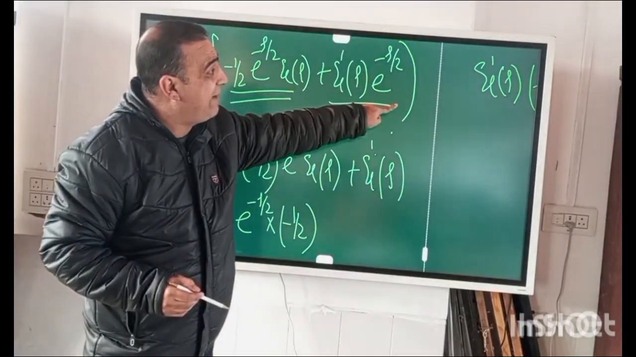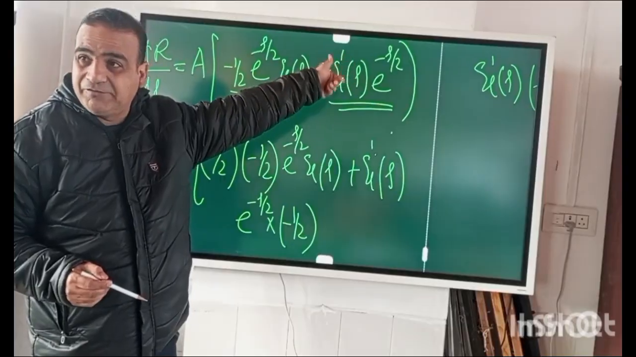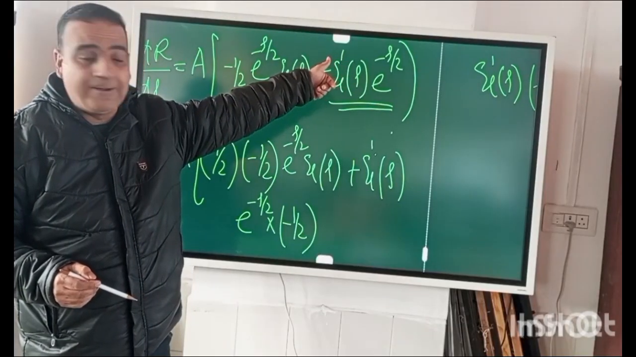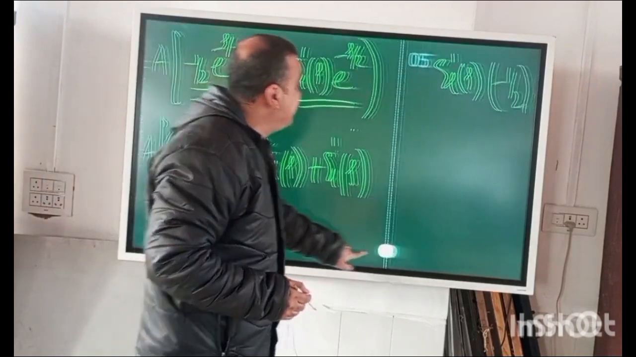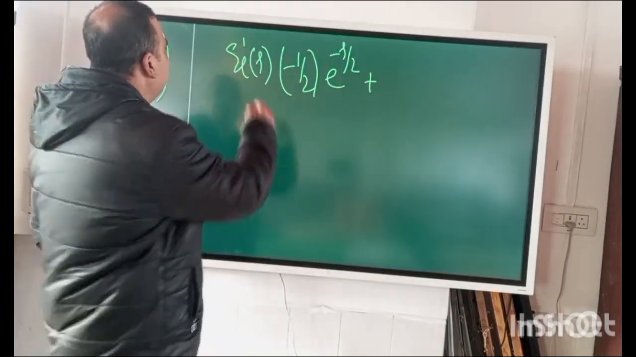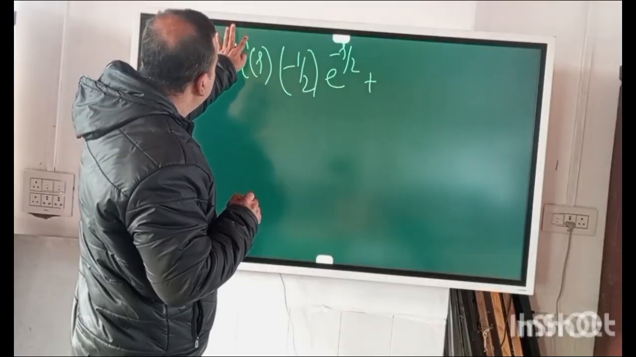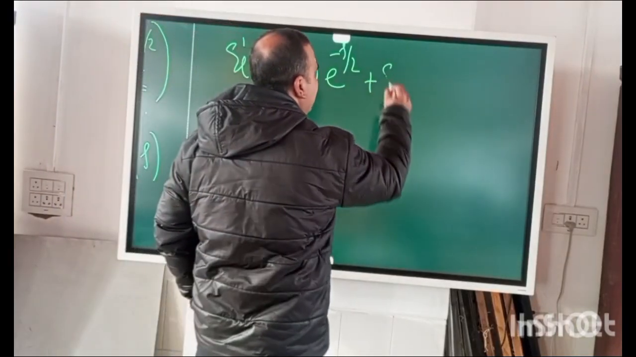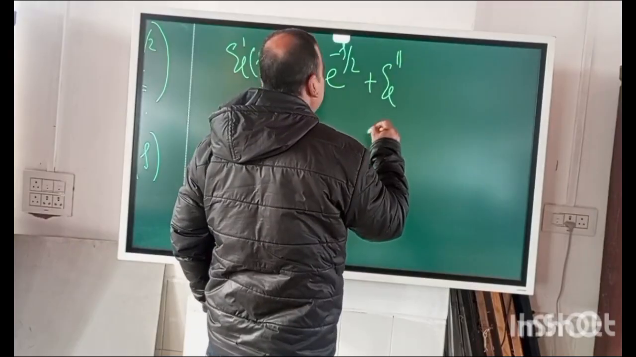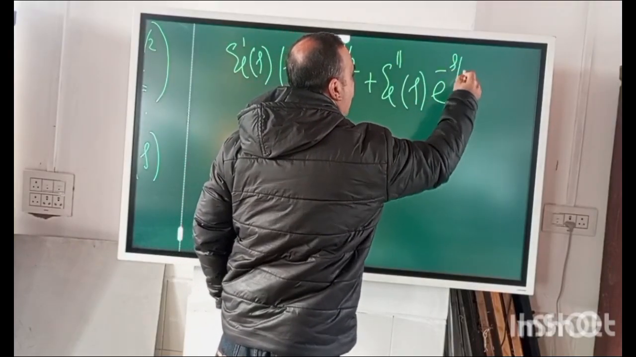Now in this case, I will have zeta double dash because you have zeta dash already. You will differentiate it again with respect to rho. So you will have zeta double dash here. If zeta double dash is here, I will make that possible in another term, so let it be zeta dash. The next term will be zeta double dash of rho, e to the power of minus rho by 2.